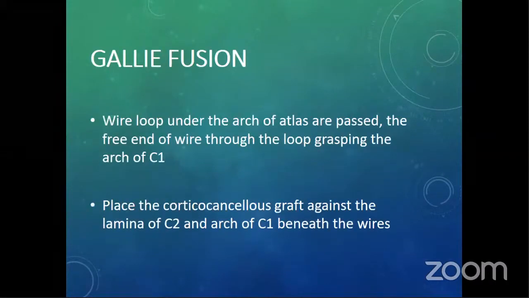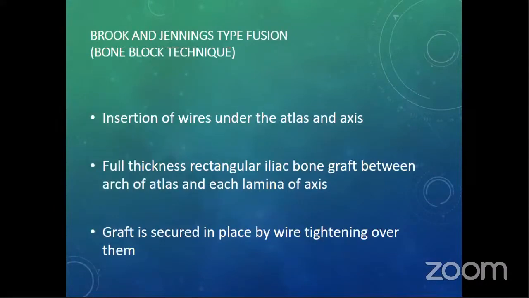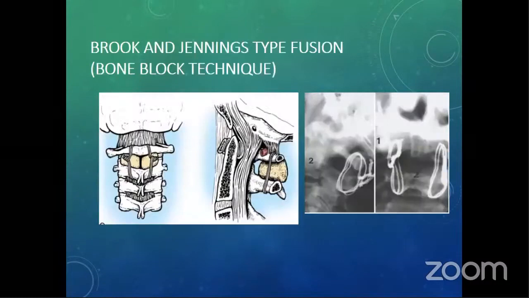Okay, so in Gallie fusion, a wire loop under the arch of the atlas is passed and the free end of the wire is passed through the loop, grasping the arch of C1. Place the corticocancellous graft against the lamina of C2 and arch of C1 beneath the wire. Here you can see that in Gallie fusion, we fix the fracture this way. Whereas in Brooks and Jenkins type of fusion, there is insertion of wire under the atlas and axis. A full thickness rectangular iliac bone graft is placed between the arch of atlas and each lamina of axis. The graft is secured in place by wire tightening over them. Here you can see the Brooks and Jenkins type of fusion of the atlas fracture.